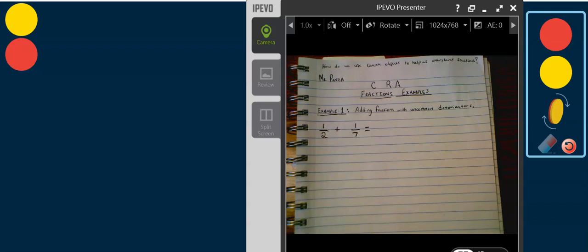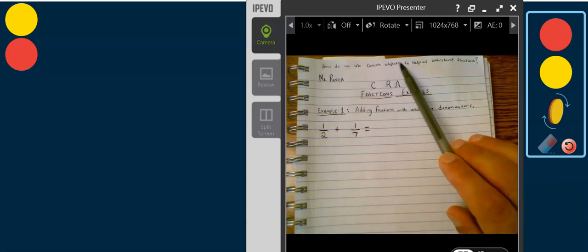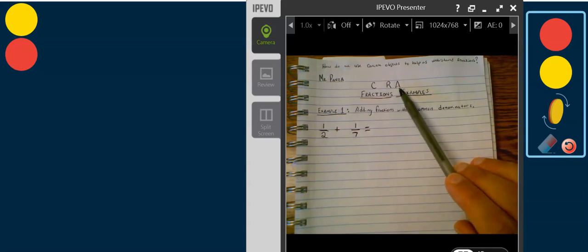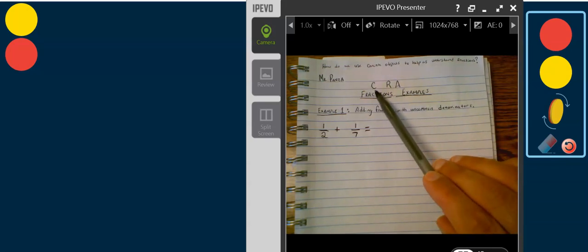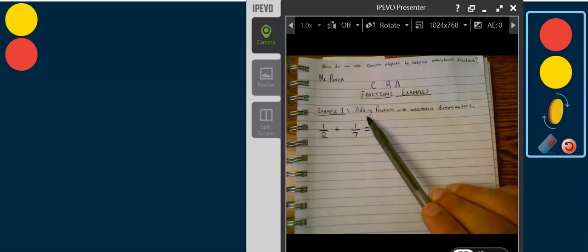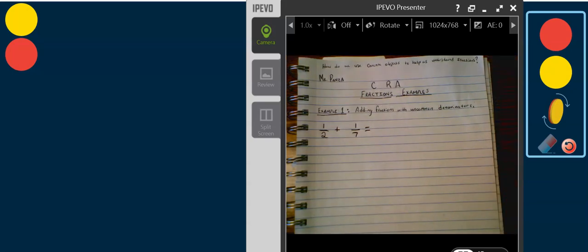This is Mr. Panza. Today's focus question is, how do we use concrete objects to help us understand fractions? We're going to focus on the CRA method, specifically the concrete portion, to understand fractions. The first example we'll go over is adding fractions with uncommon denominators using concrete objects like the chips you'll see on the screen behind you.